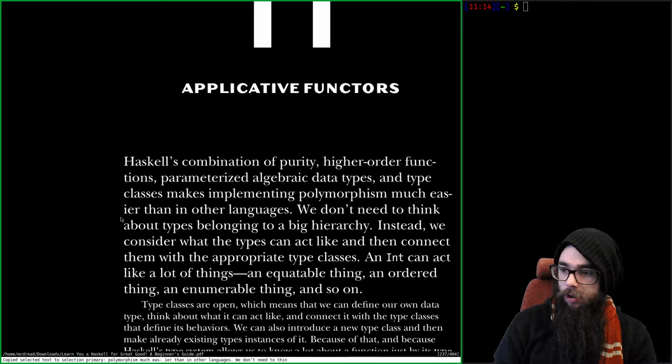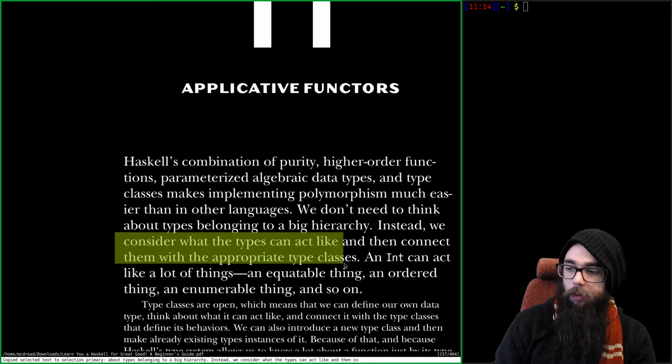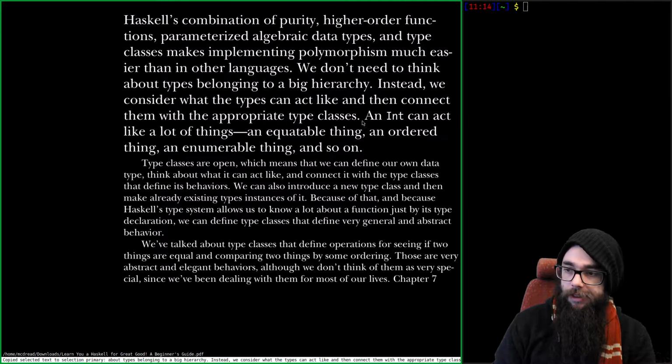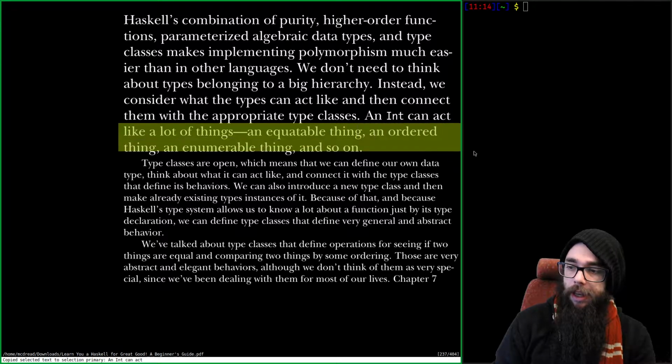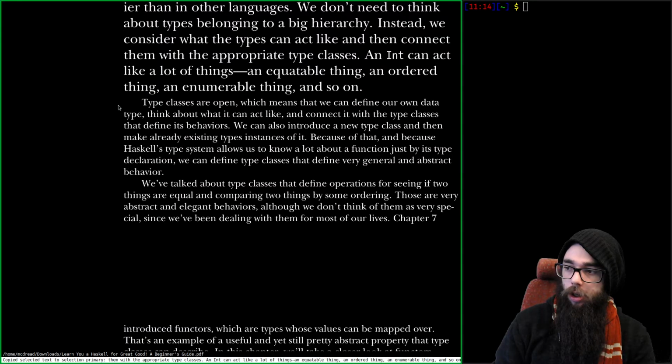We don't need to think about types belonging to a big hierarchy. Instead, we consider what the types can act like and then connect them with the appropriate type classes. An int can act like a lot of things. An equatable thing, an ordered thing, an enumerable thing, and so on.